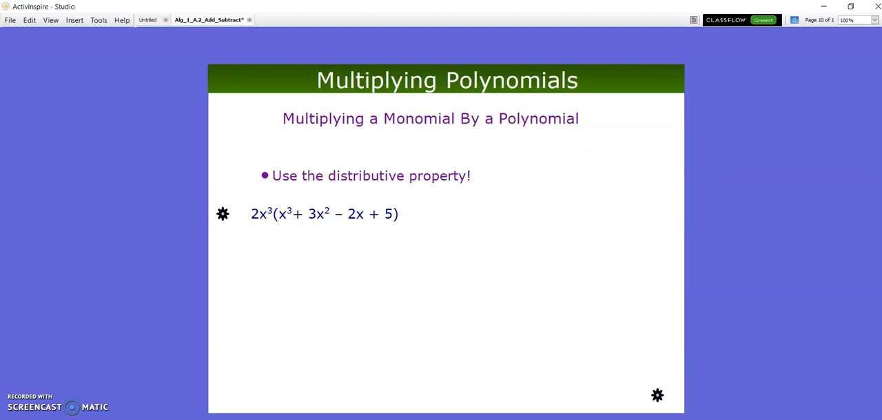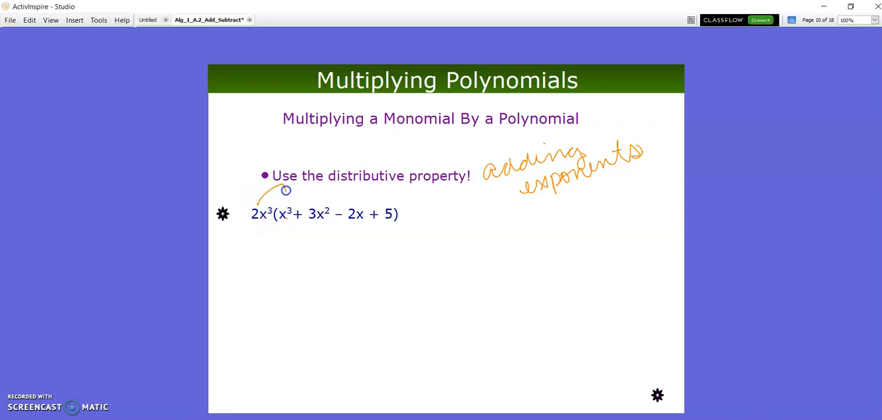The next thing we're going to talk about is multiplying. Multiplying is just using the distributive property. And if you remember your exponent rules, when I'm multiplying like bases, I end up adding the exponents. I'm going to multiply the coefficients, but I'm going to add the exponents.